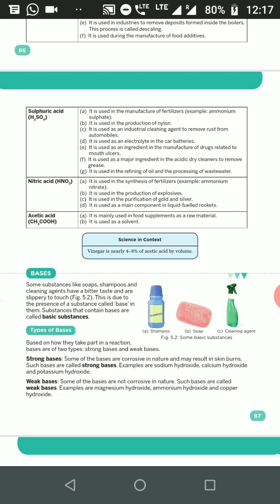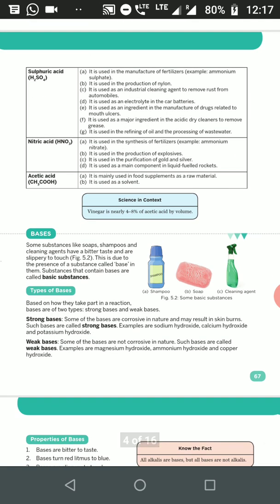Weak bases. Some of these bases are not corrosive in nature. Such bases are called weak bases. Example: magnesium hydroxide, ammonium hydroxide, copper hydroxide. So they are not corrosive in nature.